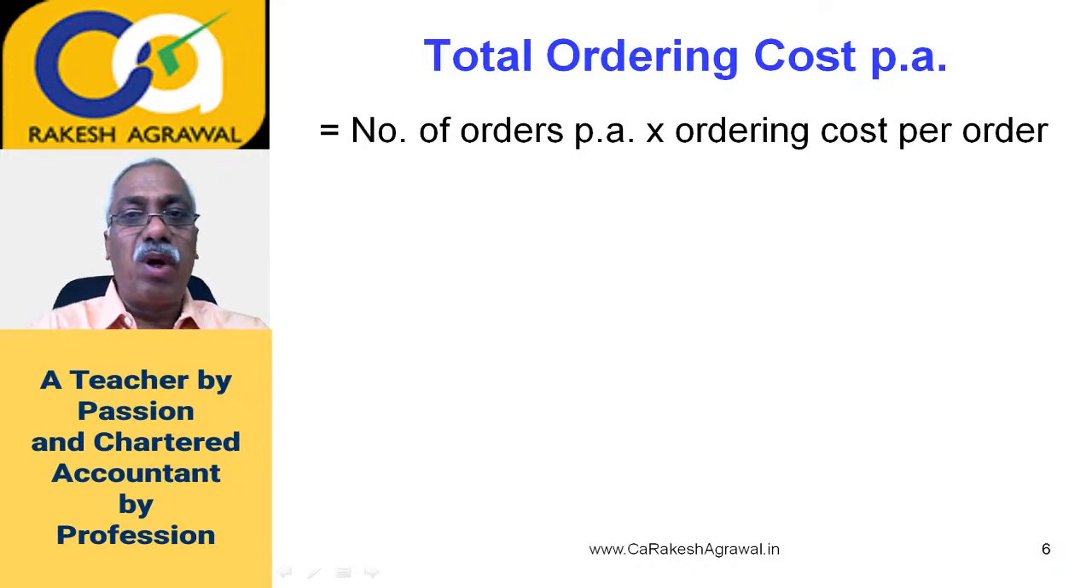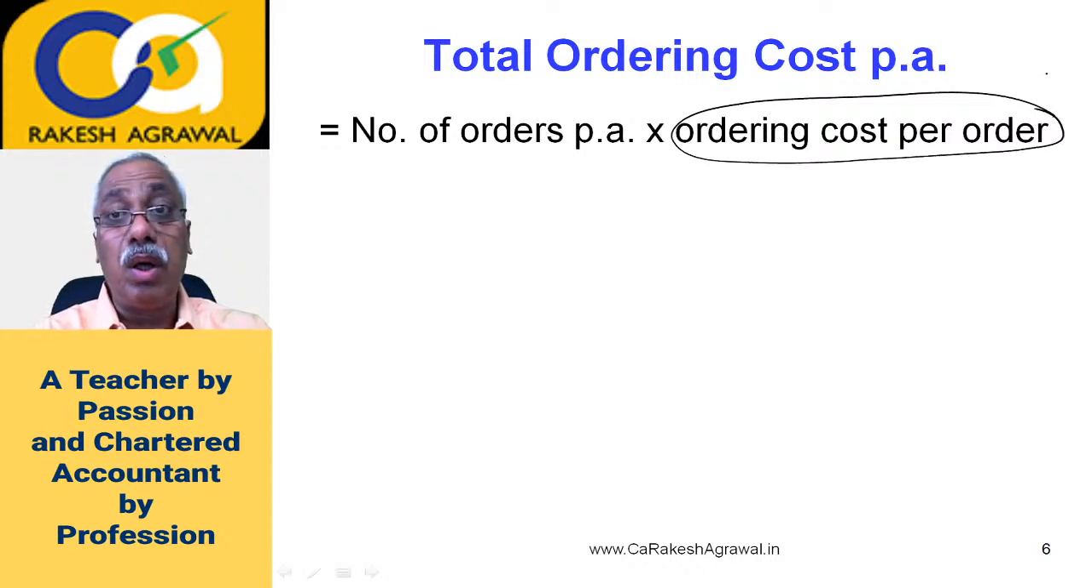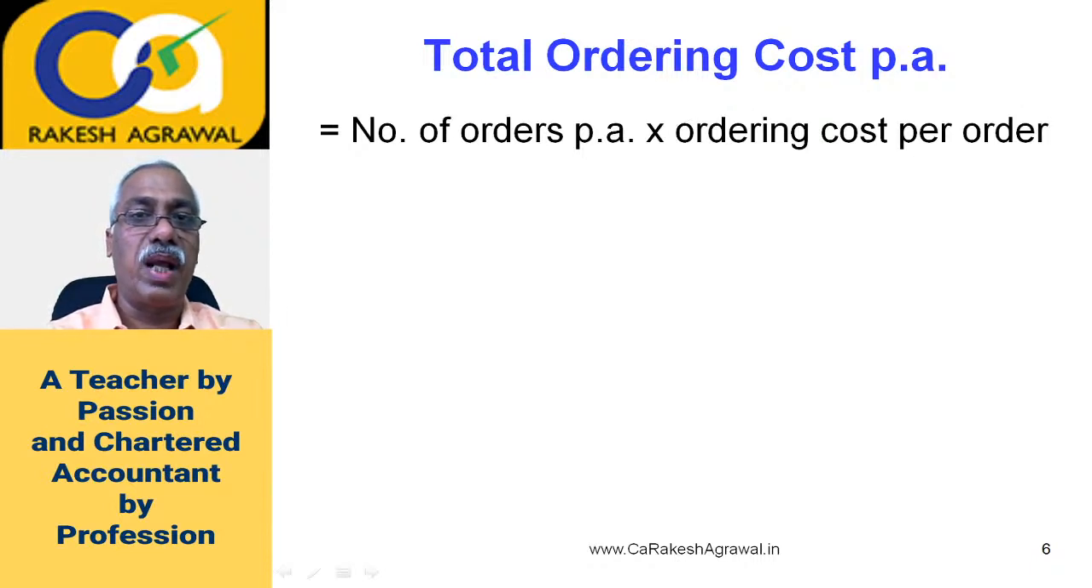I repeat, in the formula when we took the numerator we took only this cost, that was ordering cost per order, and now we are calculating the cost of one order into the number of orders, which is total ordering cost per annum.